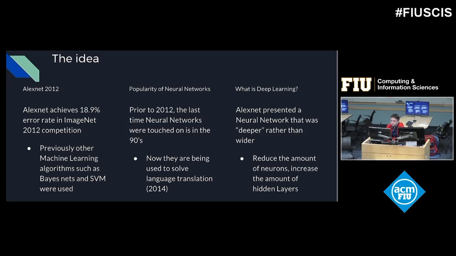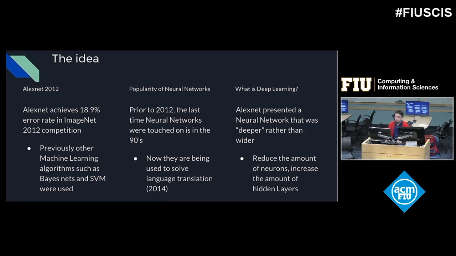Prior to the competition, neural networks weren't really a thing. They were very unpopular, and they would take a very long time to solve problems. Now they're being used for language translation, both textual and voice. Google's new headphones are using neural networks to translate languages as they hear them.